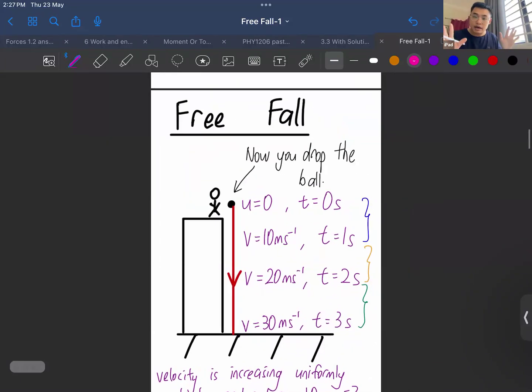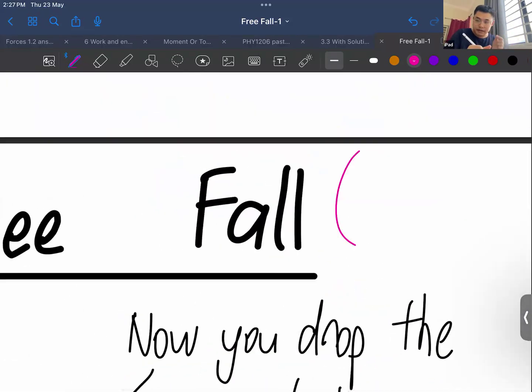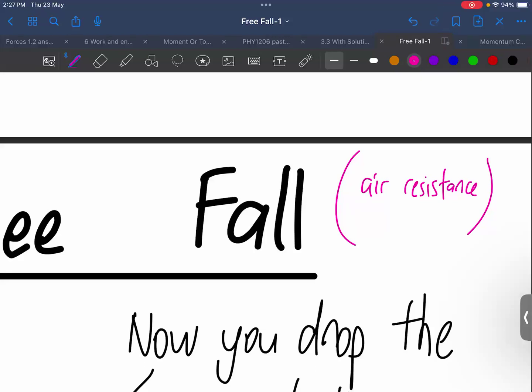Now, can you imagine that we are in a free fall today, and I want you to remember that we have no air resistance. Imagine we are living in a world with no atmosphere, no air molecules around us. You don't have to breathe. You have no air resistance, so no air friction, no air drag.